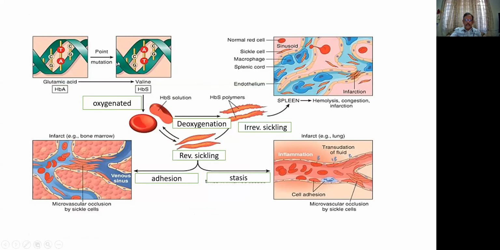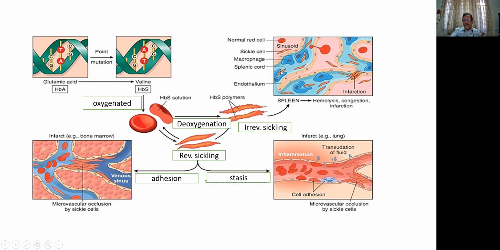This is extremely important. You find that there is a substitution of valine for glutamic acid. Hemoglobin A is converted to hemoglobin S. Initially, in a state of oxygenation, the hemoglobin S is soluble. But when it undergoes deoxygenation, as in the case of stasis or narrow passages, hemoglobin S gets precipitated. Initially there is what is called reversible sickling. But later on, the cells are too rigid, and we call it irreversible sickling.